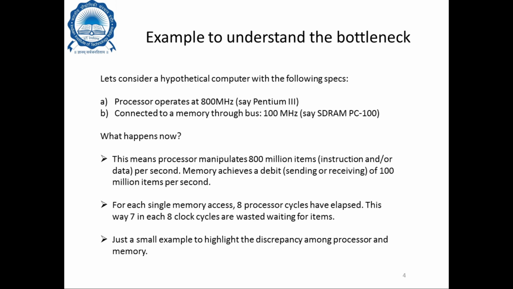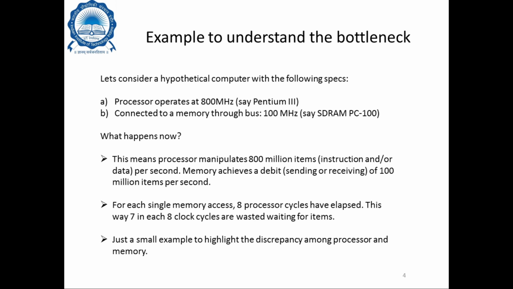So what happens now? This means that when the processor operates at 800 megahertz, what I'm basically trying to say is that the processor manipulates 800 million items, which is instructions and data, both together or individually, per second. That is, the processor is manipulating 800 million items per second, while the memory achieves a debit, which is sending or receiving of 100 million items per second.